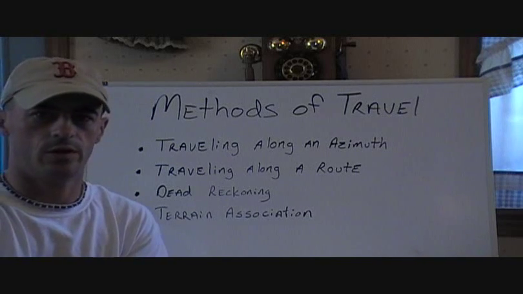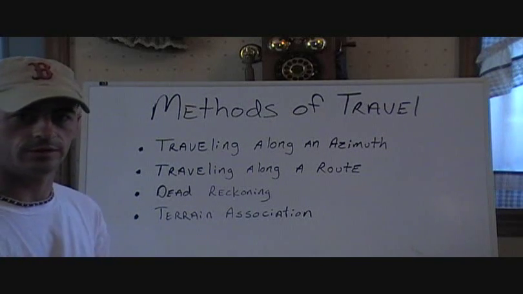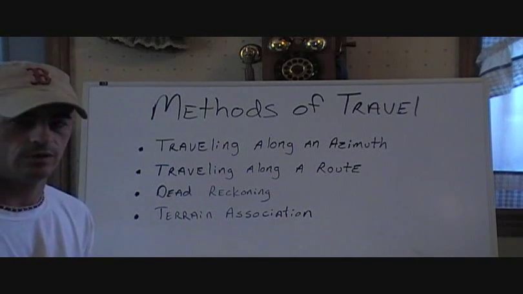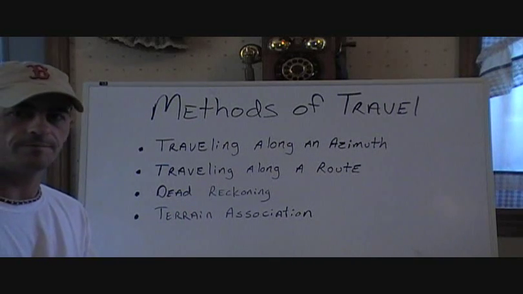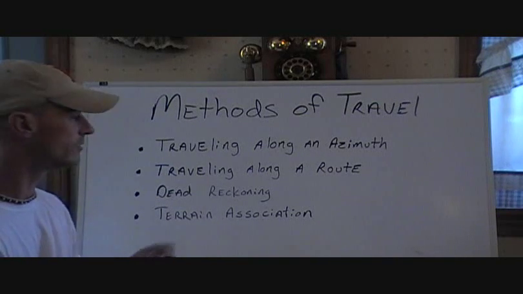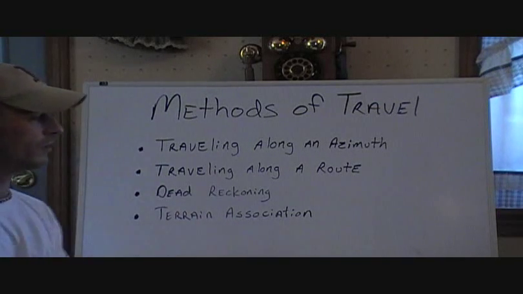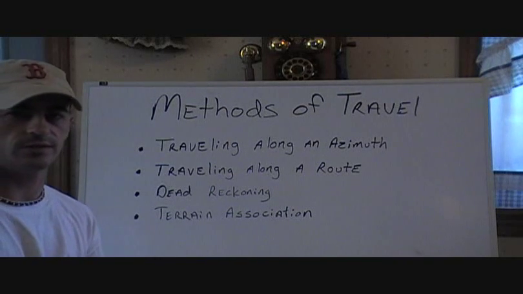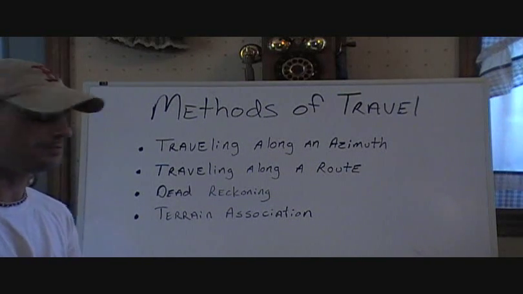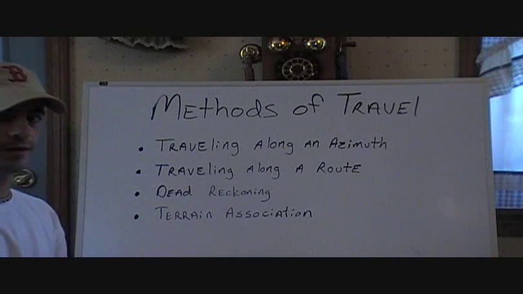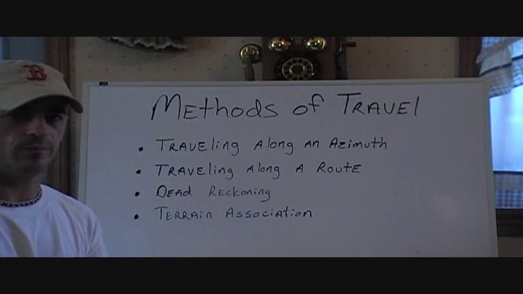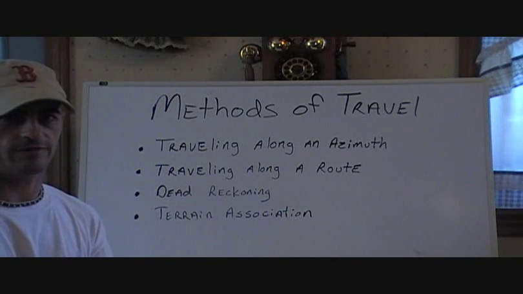What I wanted to talk about in this video is methods of travel. We're going to touch on each of these, hopefully all in this one video to make it easier: traveling along an azimuth, traveling along a route, which is just a series of azimuths that you've taken, dead reckoning, and terrain association, which is my preferred way of navigating.